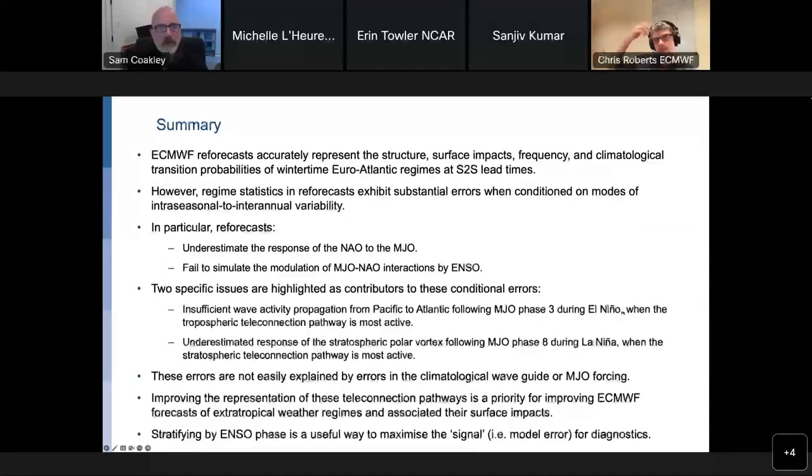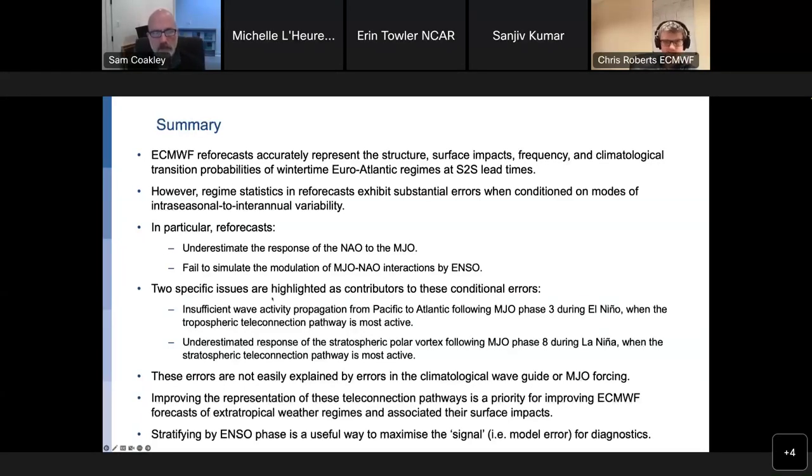So to summarize, our reforecasts seem to accurately represent the structure, the surface impacts, and the frequency of regimes when we look at them climatologically. But there are some really substantial errors when we condition on modes of intraseasonal to interannual variability. It's not obvious this is a problem related to resolution, at least looking at resolutions of between 50 and 15 kilometers. It's a real priority for us because, in a sense, it means we have unexploited predictability. Our MJO predictability is very good, but we're unable to adequately propagate that information to the extratropics.